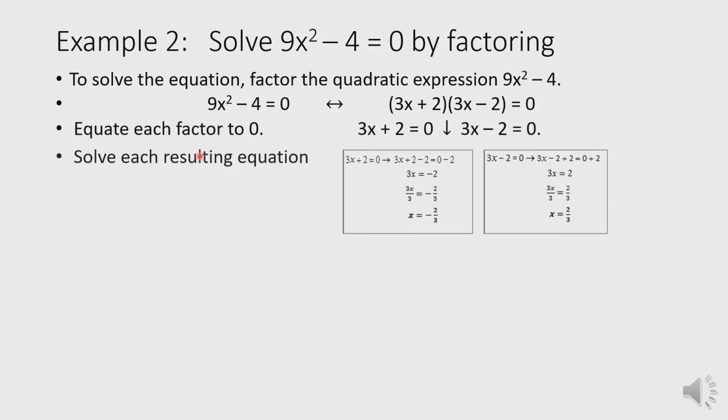Then you will have a resulting equation. Here, you have 3x plus 2 is equal to 0. And then applying subtraction property of equality to get 3x is equal to negative 2. And then do the algebraic method to get the value of x, which is negative 2/3. The same thing on the other side, you got the value of x, which is positive 2/3.